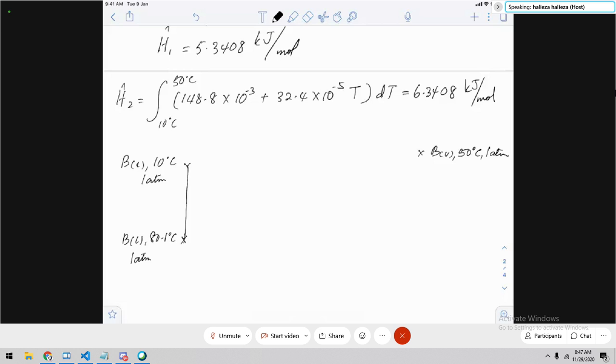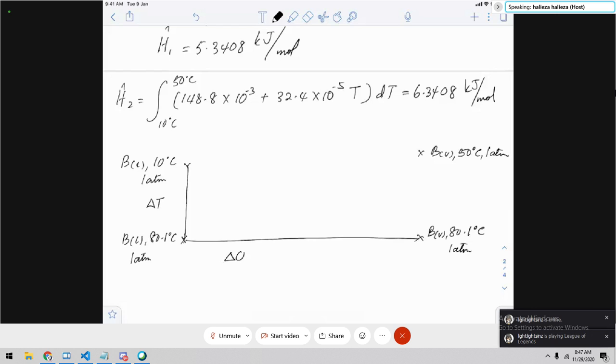Change in phase only. You're going to go from liquid to vapor at 80.1 degrees C, still 1 atm. So now, this is going to be a change of temperature. This is a change of phase. And lastly, you're going to change it from 80 degrees C.